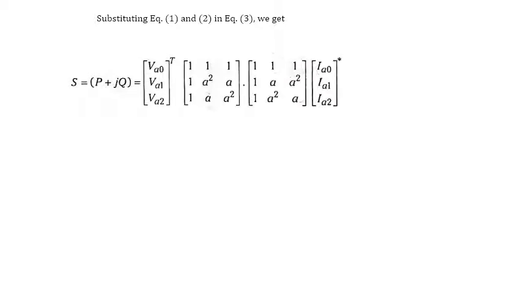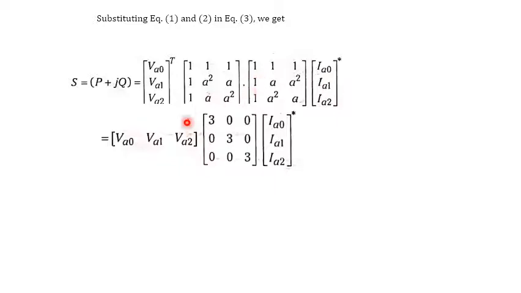Then, substituting equations 1 and 2 in equation 3, we get P plus jQ. This is nothing but the transpose of [VA0 VA1 VA2] multiplied by the matrix [1 1 1; 1 a² a; 1 a a²], which gives the values of VA, VB and VC. Then for the IA, IB and IC values, the matrix [1 1 1; 1 a² a; 1 a a²] times the conjugate of [IA0 IA1 IA2]. After the simplification we get VA0, VA1 and VA2.